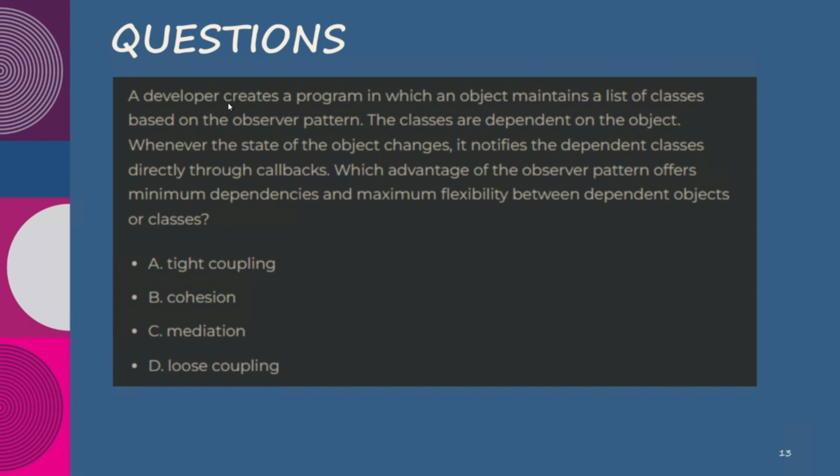Next question. A developer creates a program in which an object maintains a list of classes based on the observer pattern. So we have an object which has a list of classes based on the observer pattern. The classes are dependent on the object. Okay, so we can see there are one, two, three classes which are dependent on this one object. When the state of the object changes, it notifies the dependent classes directly through callbacks. Which advantage does the observer pattern offer? The minimum dependency and maximum flexibility between the dependent objects or classes.